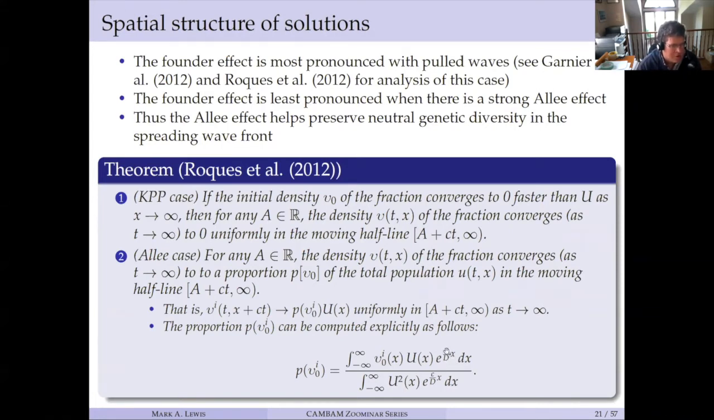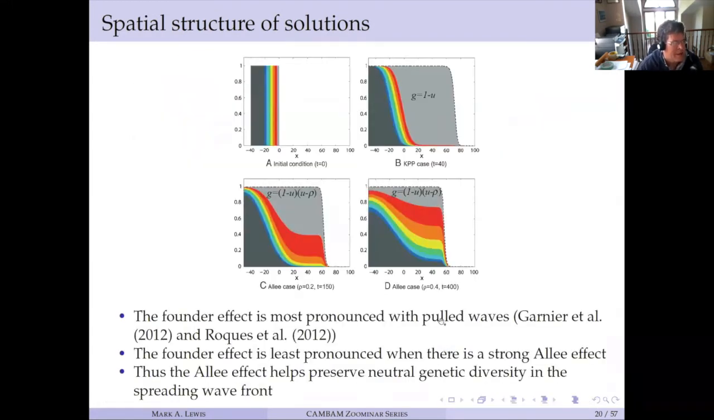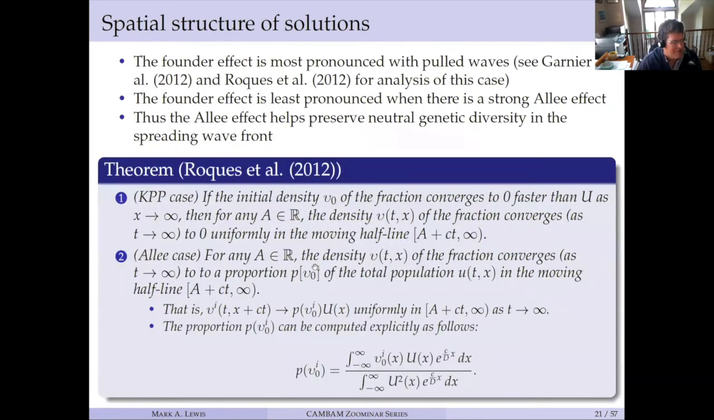And so the idea here is, if we go back to the pictures, that, for example, if we look at case C, C is further to the right initially, and so that weighting term will be larger. And so we're going to see more red in the wavefront than we are going to be seeing dark gray, for example. But what Roques and Garnier did was they actually had a formula for these different proportions for the different colors at the leading edge of the wave. And that's the formula given right there.